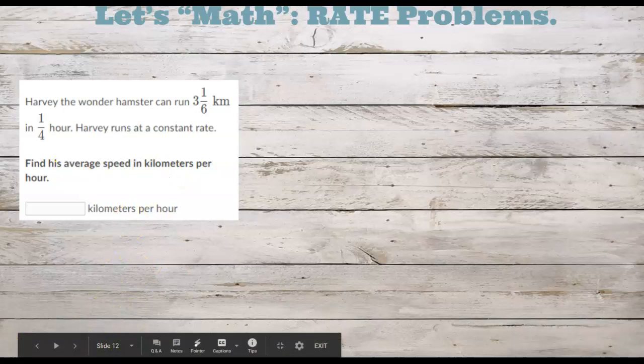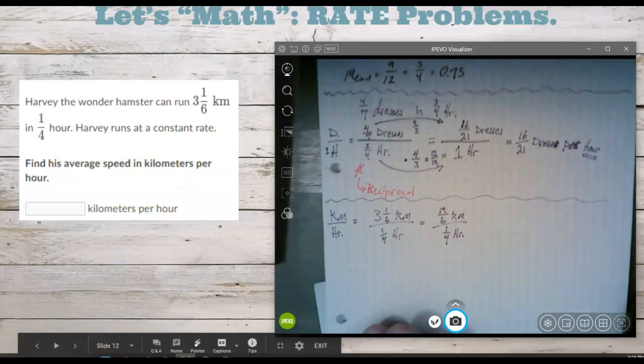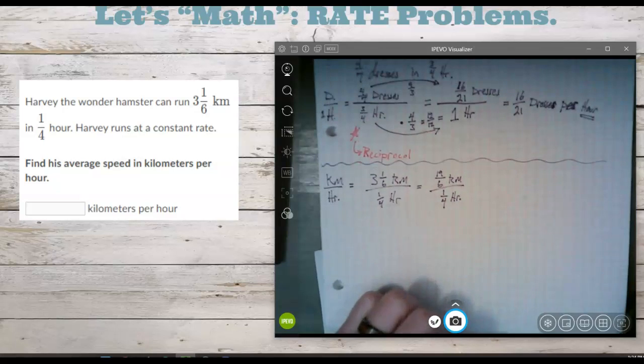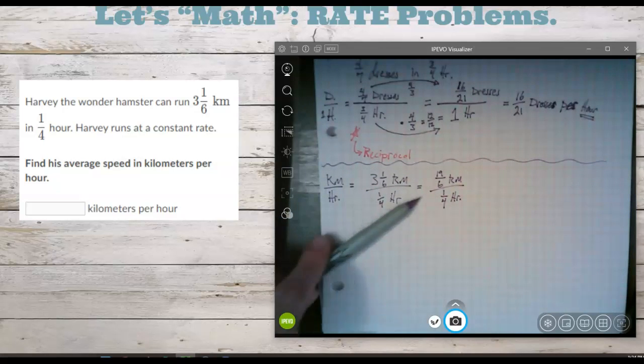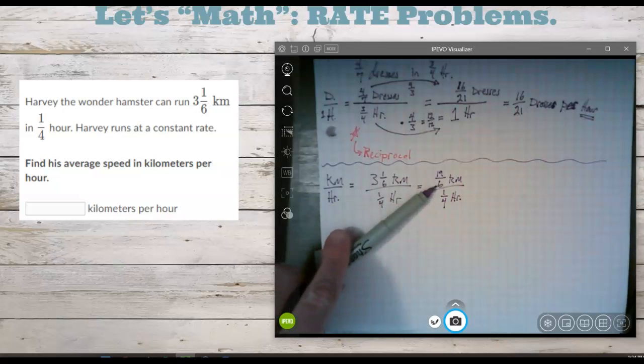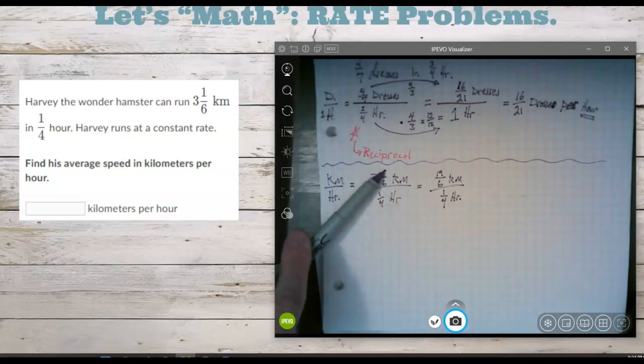I'll show you my setup. I just put kilometers over hours, right? So I wrote how many kilometers I had, how many hours I had. I like improper fractions better than mixed numbers. You guys know my bias there. So I did 6 times 3, then add it to the 1.